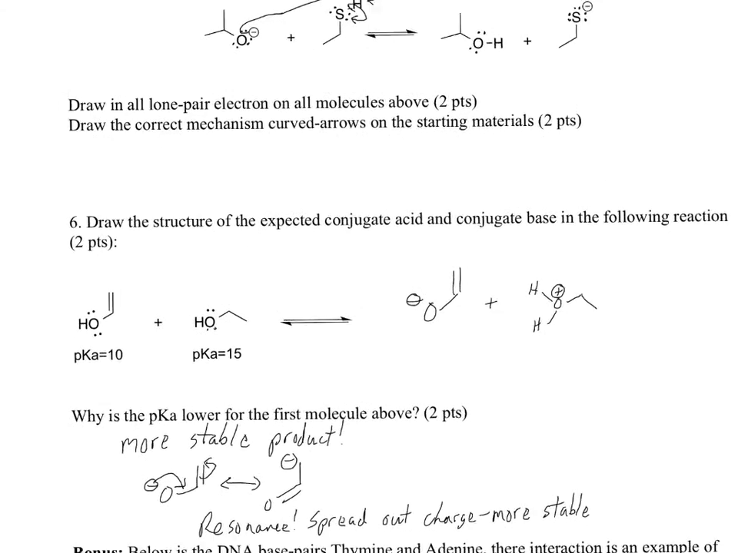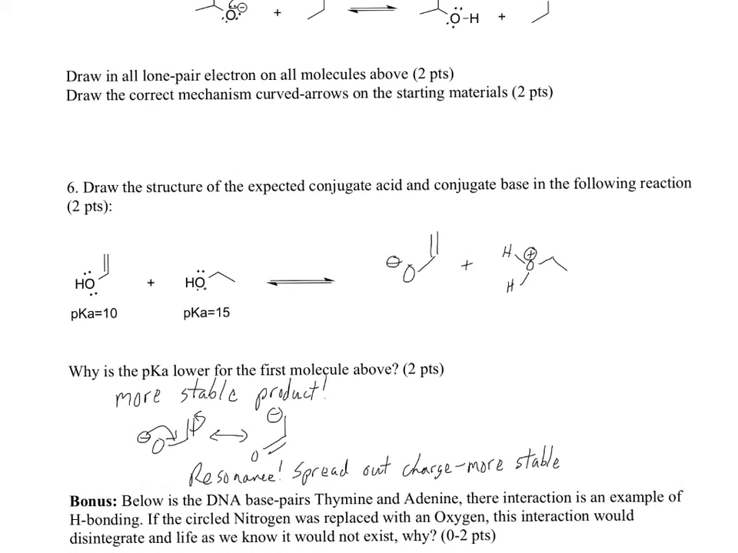So in this one, draw the structure of the expected conjugate base and acid in the following reaction. And a couple parts to it. Did you understand what pKa meant? pKa, right, the lower the pKa, the more reactive this OH bond would be. So this is the actual acid in this case, and this would be the base. So the conjugate base would have a negative charge here. The conjugate acid with a plus charge there. I didn't draw lone pairs in here, so this is the base, that's the acid.